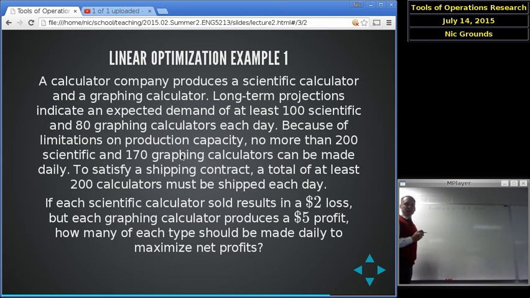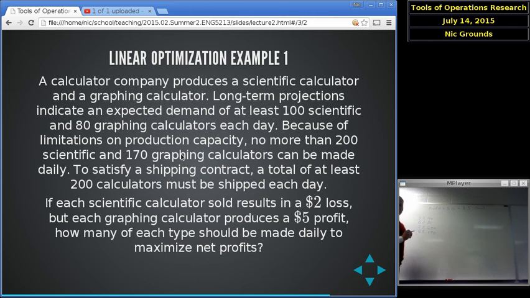So what are our constraints? Well, the long-term projections of demand say that S should be greater than or equal to 100. G should be greater than or equal to 80. So these are the demands to be met. We have to make at least this many calculators in order to meet the demands of our customers. That is, our customers need at least this many scientific calculators, at least this many graphing calculators delivered to them, produced by us. Now there's also a limitation that says S must be less than or equal to 200. That is, we cannot make more than 200 scientific calculators. And G must be less than or equal to 170. We can make no more than 170 graphing calculators.